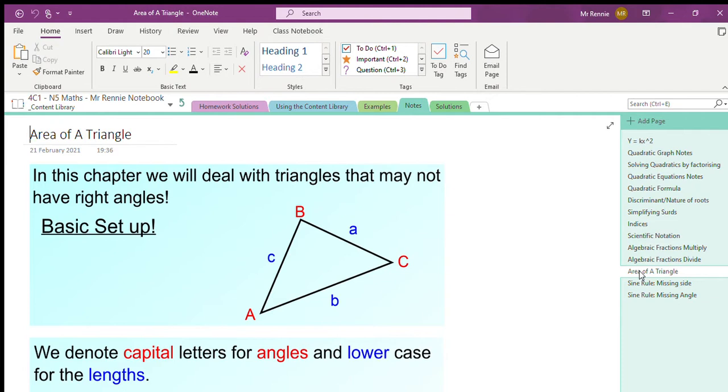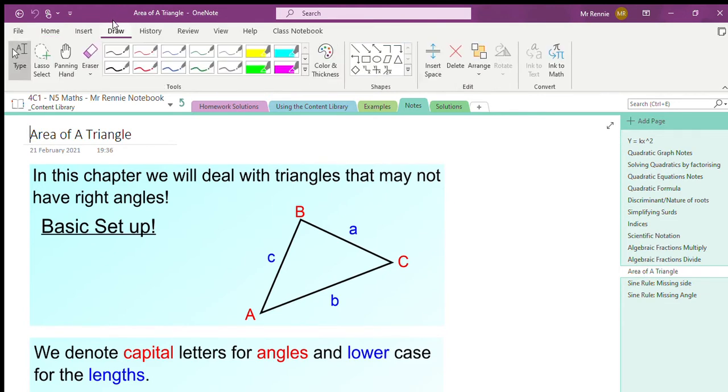However, before we start, I'm just going to get you to look at this basic setup here. In this chapter of trigonometry, you may have seen this before already, when we deal with triangles that are not right angled, we need to have a way of labeling the triangle. Lowercase letters are going to be our lengths, written in blue there, and we denote capital letters as the angles.